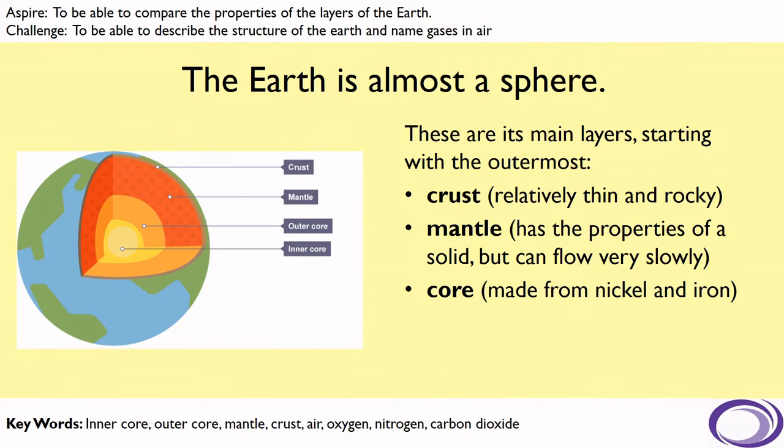Then we have the mantle. The mantle has the properties of a solid, but it flows very slowly. It's made out of molten rock and it's incredibly hot. We also have the core. Now that can be separated into the outer core, which is a liquid, and then the inner core, which is a solid. These are made from nickel and iron, so they are metallic.